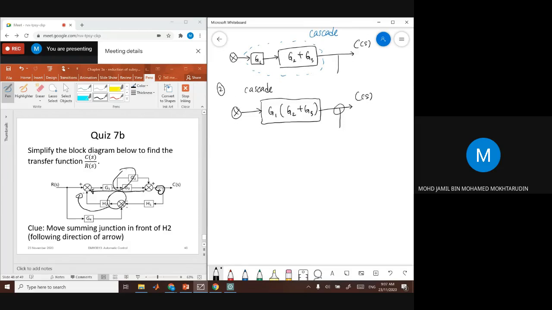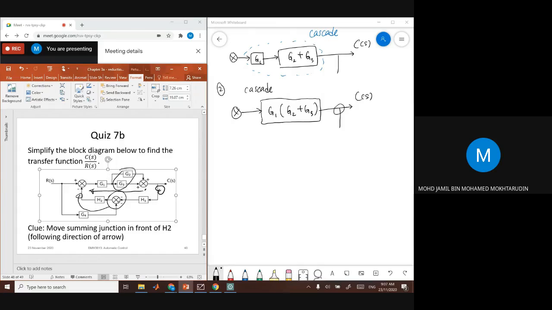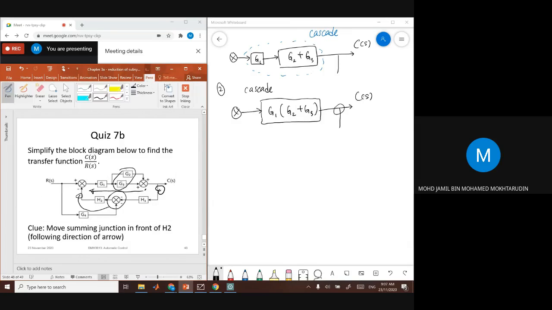Now you need to look for shifting the summing junction. So the only summing junction that you can shift is this one here. Okay, so step number three, shift summing junction to the left.